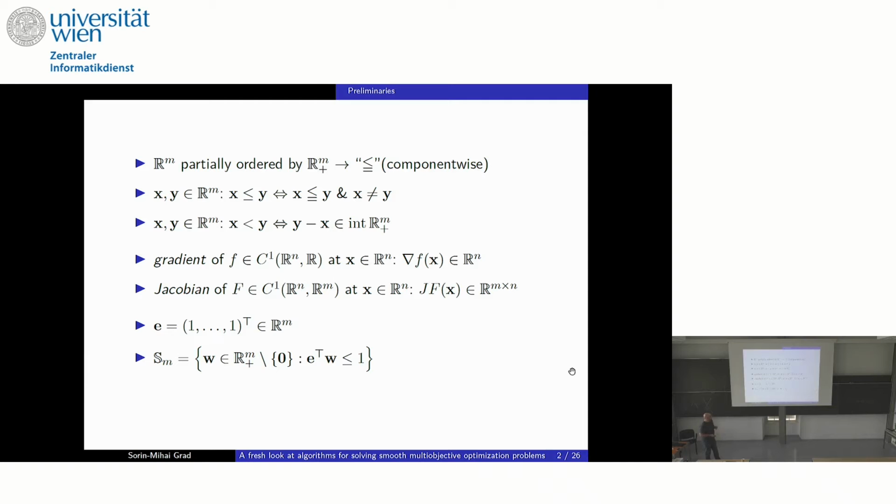Okay, at the beginning, some preliminaries, notations. This is a natural ordering, or partial ordering, on R^m, component-wise. And with one line, I mean the ordering, or partial ordering, with one line means this, but the two elements are different, and with a strict sign means all components are different. And of course, other standard notations.